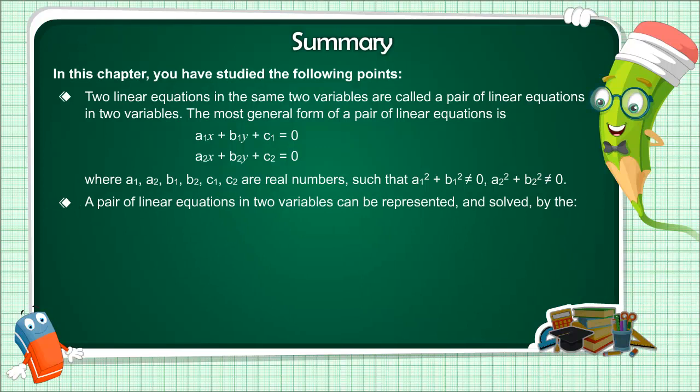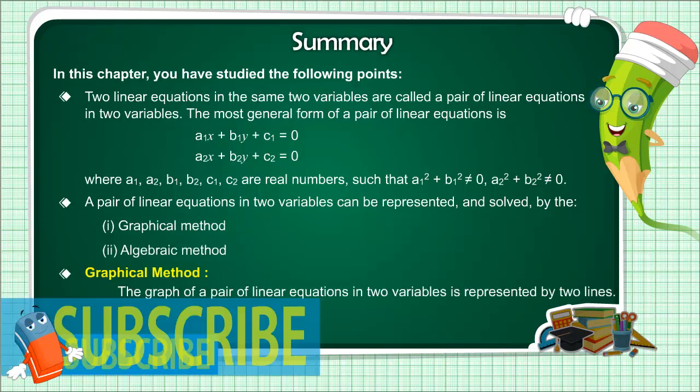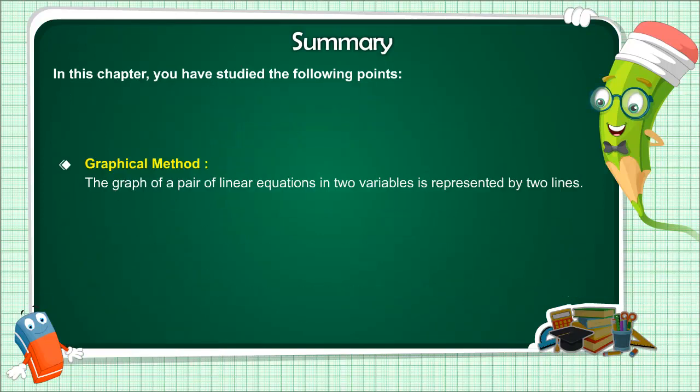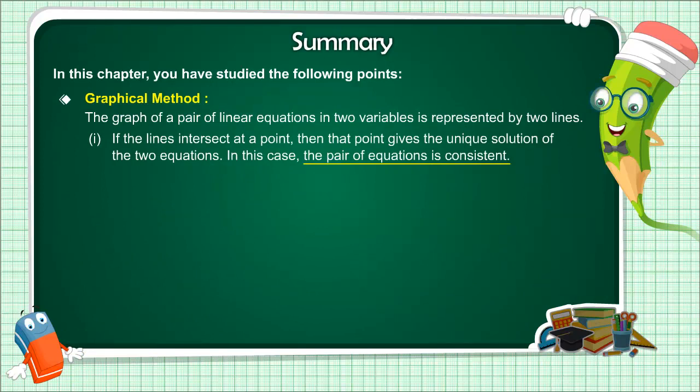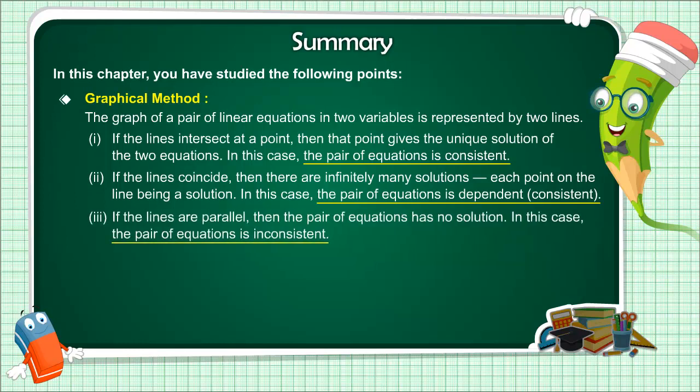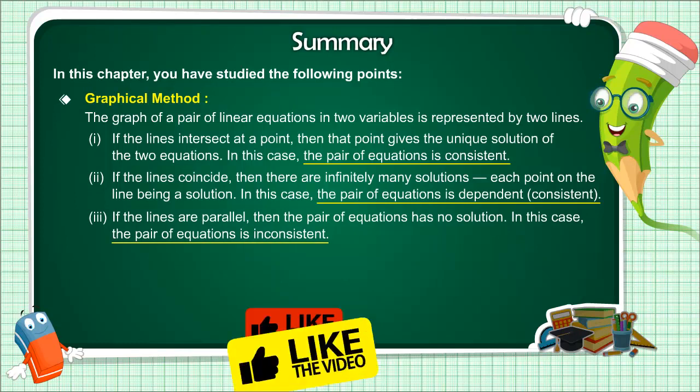A pair of linear equations in two variables can be represented, and solved, by the graphical method and algebraic method. Graphical method: the graph of a pair of linear equations in two variables is represented by two lines. If the lines intersect at a point, then that point gives the unique solution of the two equations. In this case, the pair of equations is consistent. If the lines coincide, then there are infinitely many solutions, each point on the line being a solution. In this case, the pair of equations is dependent, consistent. If the lines are parallel, then the pair of equations has no solution. In this case, the pair of equations is inconsistent.